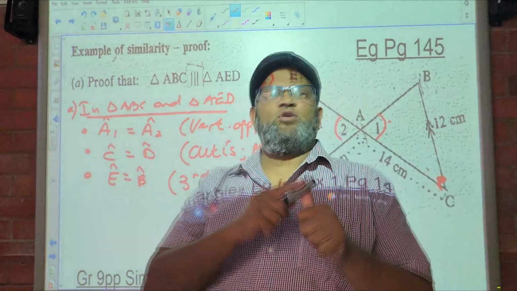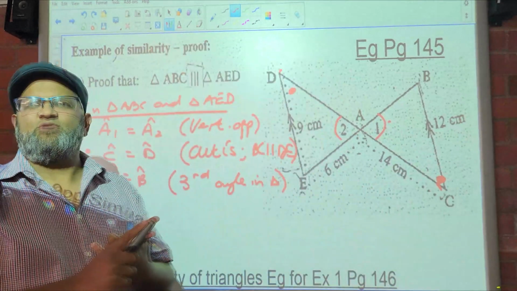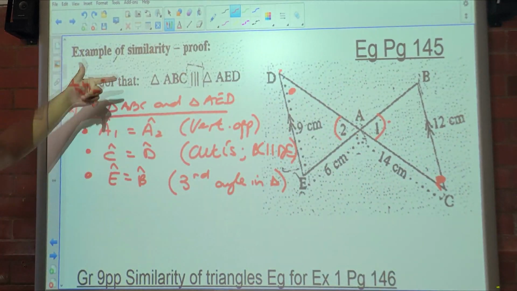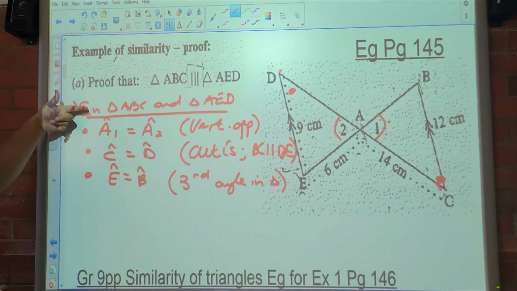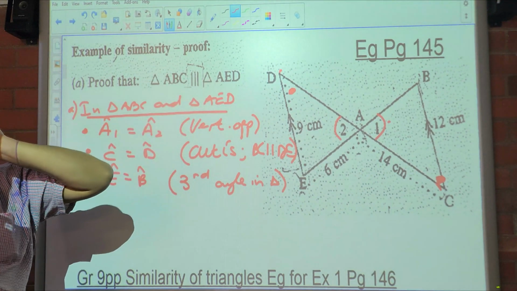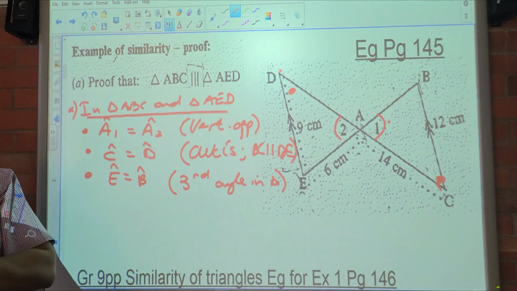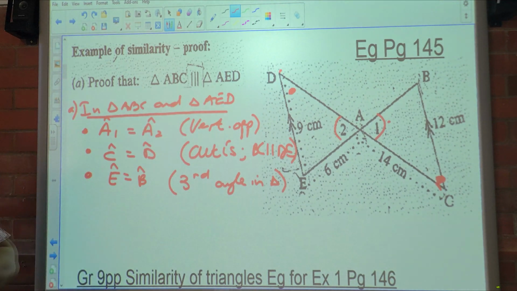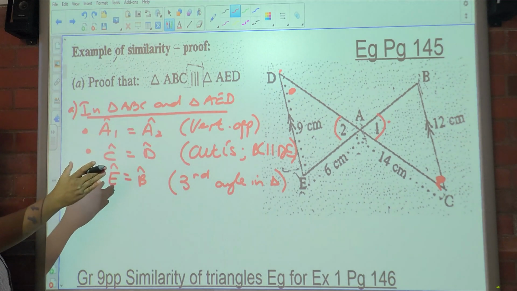We prove that two angles are equal, and automatically the third one will be equal. And when we do the proof, where do we start? We say in triangle ABC and triangle AED. You guys got it so far? Nothing hectic, no? Now, we conclude. This was enough to prove similarity.